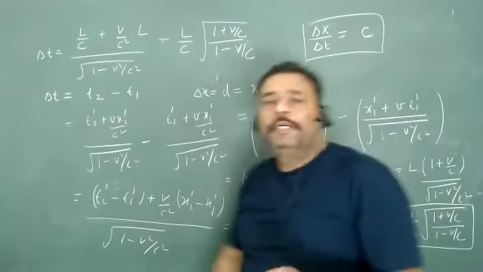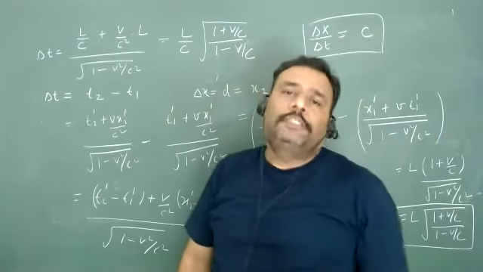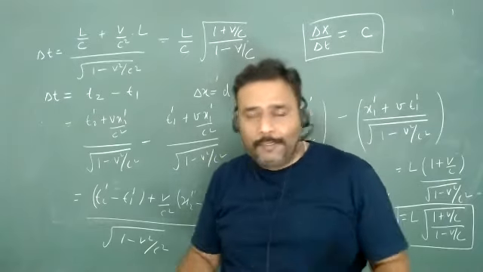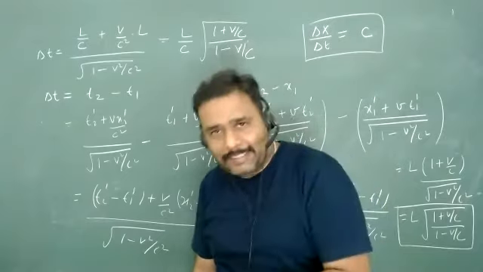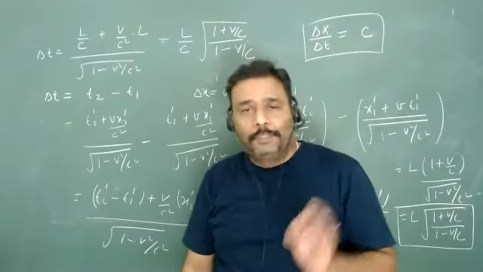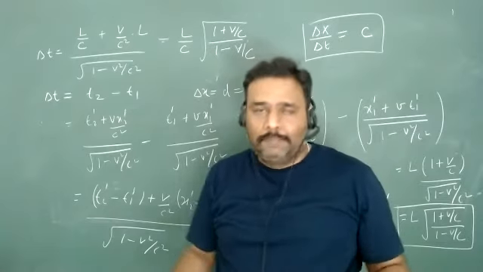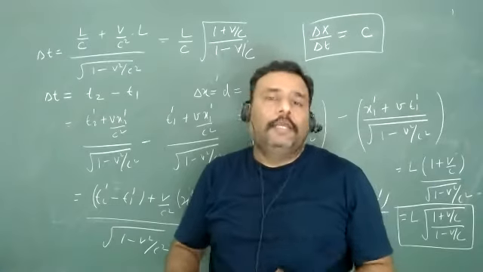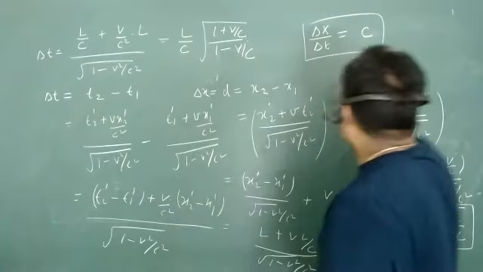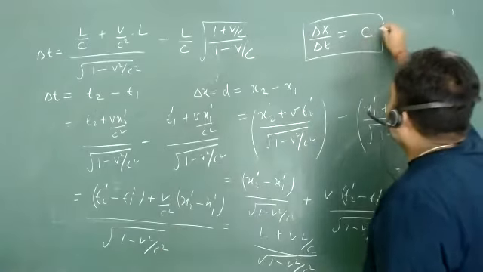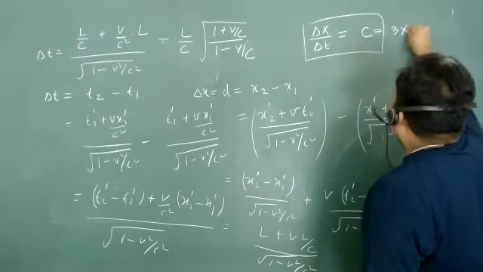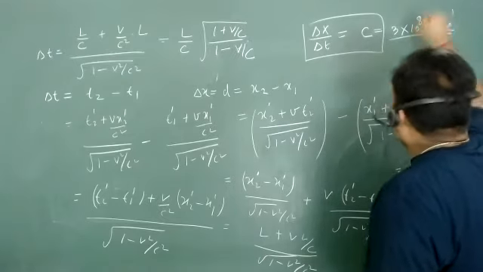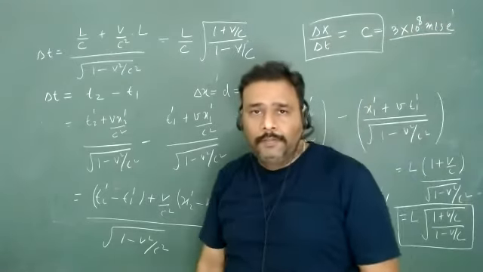And if I am talking about the speed of light, I am just talking about a light pulse moving in a vacuum. I am not talking about the light pulse moving in glass or some other matter. That is an entirely different issue. So why do I always tell you this number is very important? This number is actually 3 into 10 to the power 8 meter per second. So this number is actually invariant.